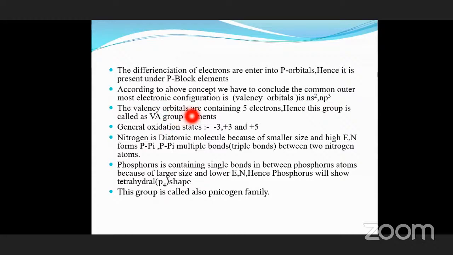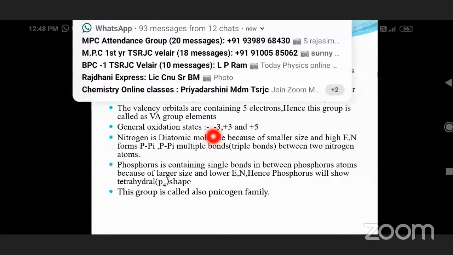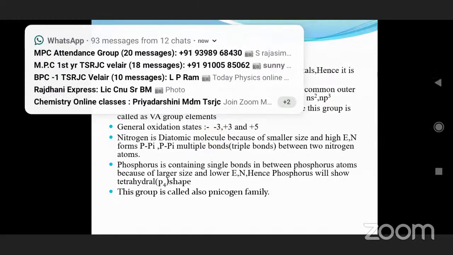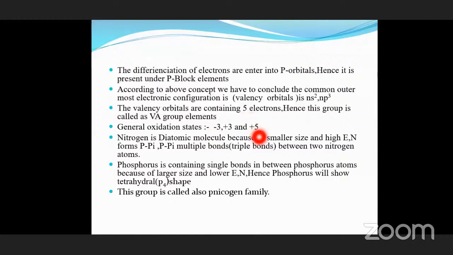The valency orbitals contain 5 electrons. Hence, this group is called the fifth group elements, as I told you just now. Okay, the general oxidation states: they show the -3 oxidation state, +3 oxidation state, as well as the +5 oxidation state also. That means all 15th group elements, that is fifth group elements, show -3, as well as +3 and +5 oxidation states.